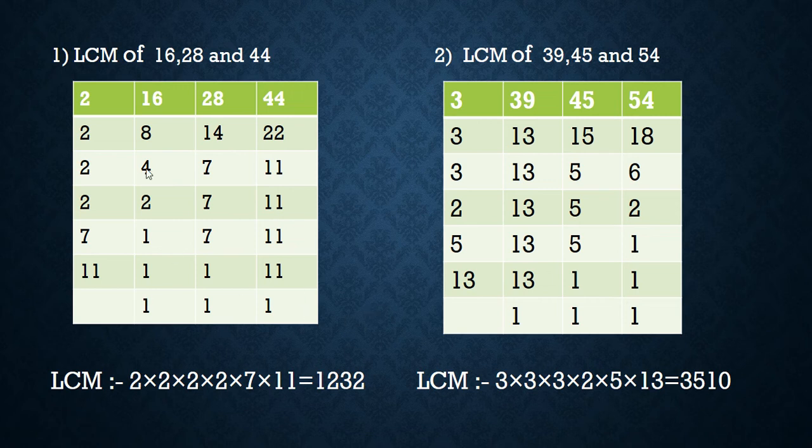So we have to stop over here. Now we have to multiply these numbers, and we'll get 1232. That is the LCM of these three numbers.